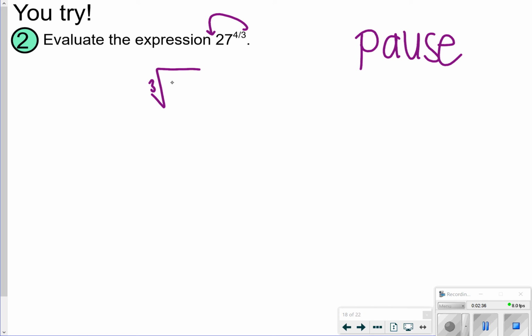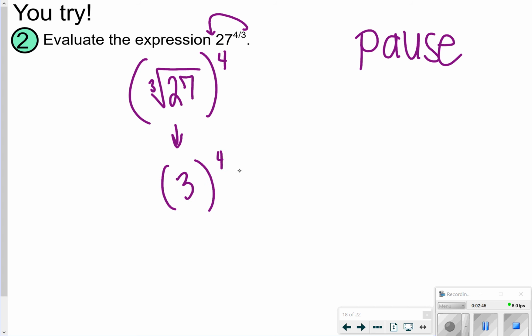Okay, so just like before, remember this 3 is going to move to the front. So we'll have the cube root of 27 and then to the 4th power. I know that the cube root of 27 is 3, so you're essentially finding 3 to the 4th power, which should be 81.